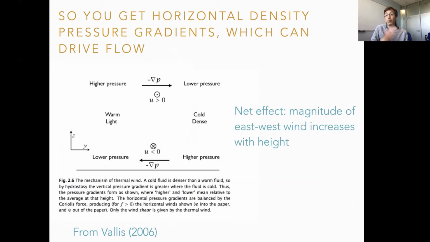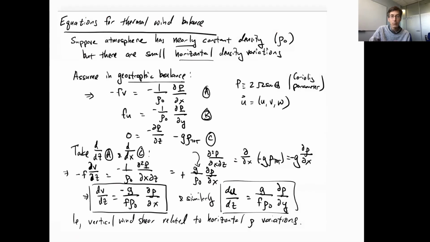Fine. But we know from the stuff we just did that the flow is not just from regions of high pressure to low pressure. It's affected by the Coriolis force. It's geostrophically balanced. And so the net effect is that the magnitude of the east-west wind, the zonal flow, changes with height, and it's linked to those horizontal pressure gradients. Now, rather than go too much into that, I'm just going to put up the equations.